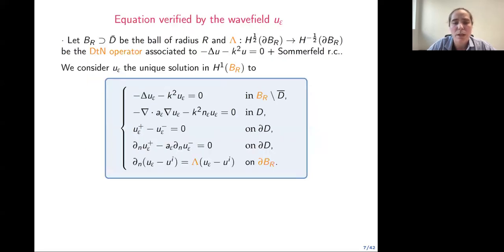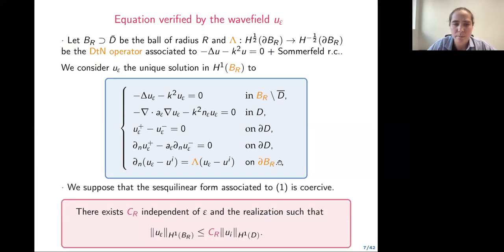The first thing we do is we introduce a ball B_R of radius R and the associated DtN operator. DtN means Dirichlet-to-Neumann. And with this, we can reduce the equation verified by u epsilon to a bounded domain. So we only consider the equation in B_R now, and here we replace the radiation condition by a DtN condition on the boundary of B_R. And what we assume is that the sesquilinear form associated to 1 is coercive.